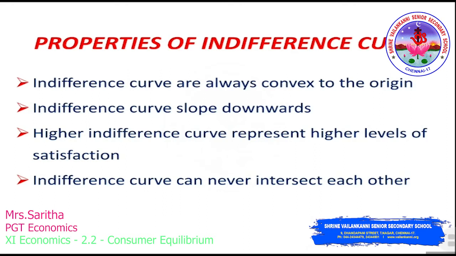Now the fourth one, indifference curves can never intersect each other, as two indifference curves cannot represent the same level of satisfaction. It means only one indifference curve will pass through a given point on the indifference map. So these are the properties of indifference curve. Indifference curves are always convex to the origin. Indifference curve slopes downward. Higher indifference curve represents higher level of satisfaction. Indifference curves can never intersect each other.